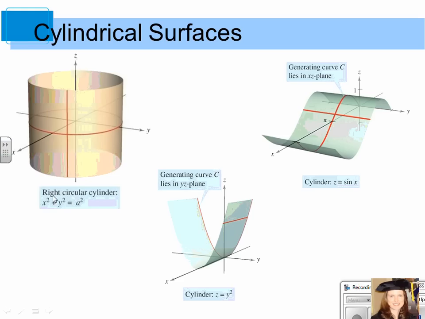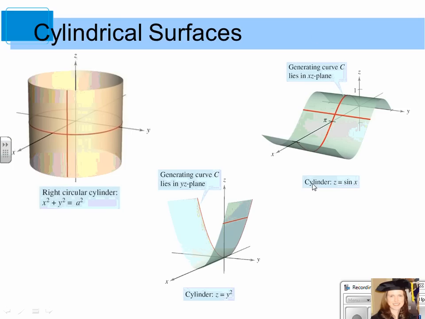Well, when we start to examine these in space, notice that the missing variable is z. So z could be anything as long as x squared plus y squared is equal to a squared. So we say that the cylinder is created by the circle cross section and allowing z to be anything. So it's really an infinite cylindrical tube that's parallel to the z-axis. The z is the missing variable.